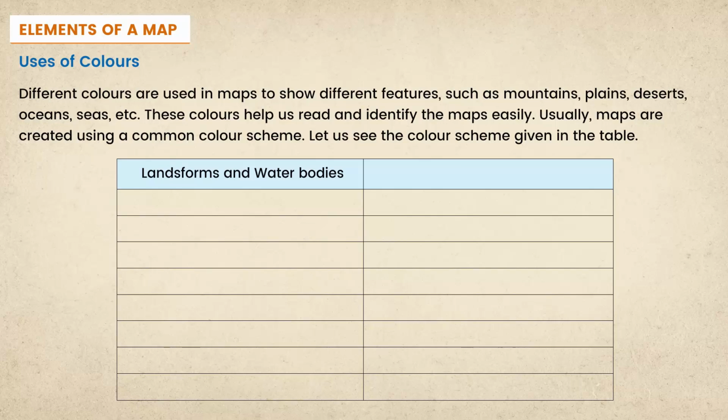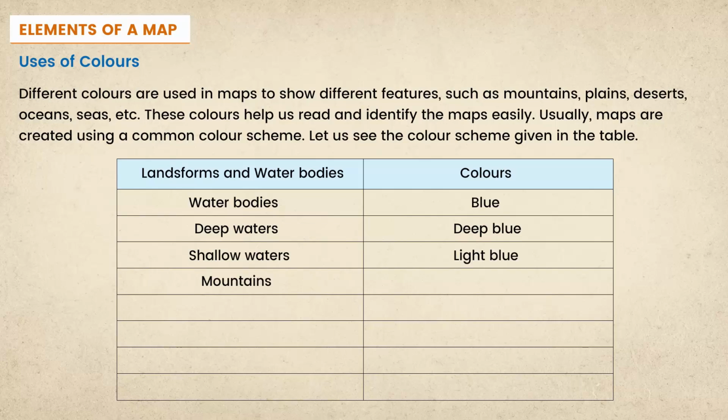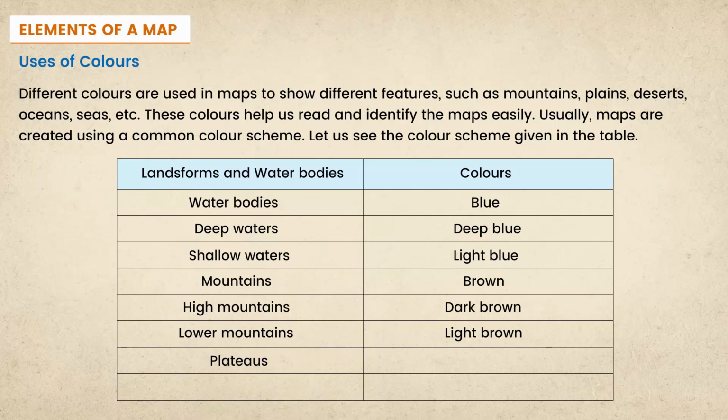Landforms and water bodies. Colors. Water bodies, blue. Deep waters, deep blue. Shallow waters, light blue. Mountains, brown. High mountains, dark brown. Lower mountains, light brown. Plateaus, yellow. Plains and lowlands, green.